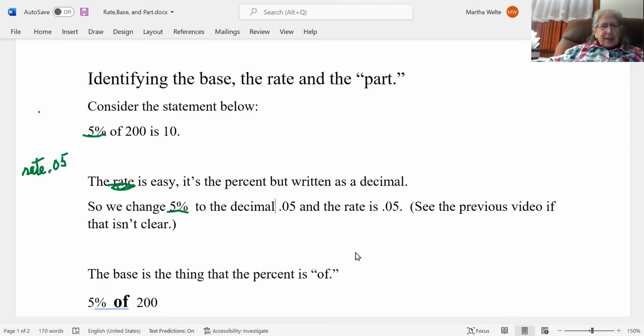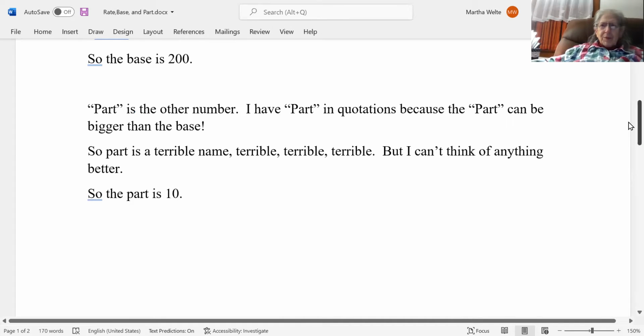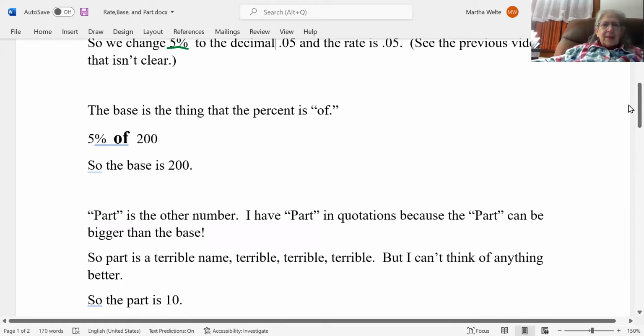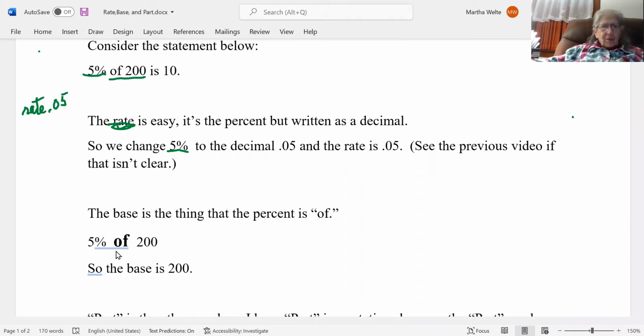Now the base is the thing that you're taking the percent of. It says 5% of 200. So it's taking 5% of 200. So the base is 200.